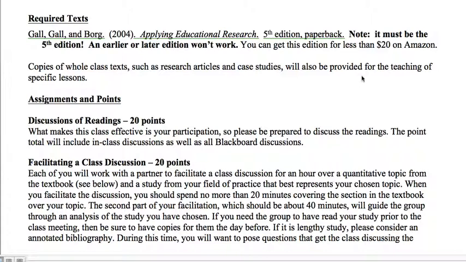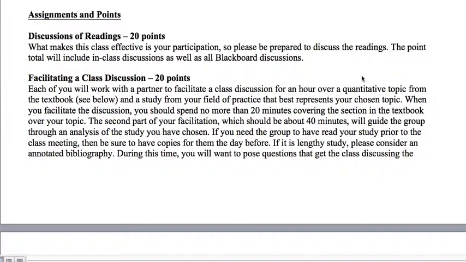Any whole class texts, such as research articles and case studies, I'll provide for you. But for the most part, you just need to go out and get that 5th edition Gall and Borg, Applying Educational Research. Okay, let's look at the assignments and points.